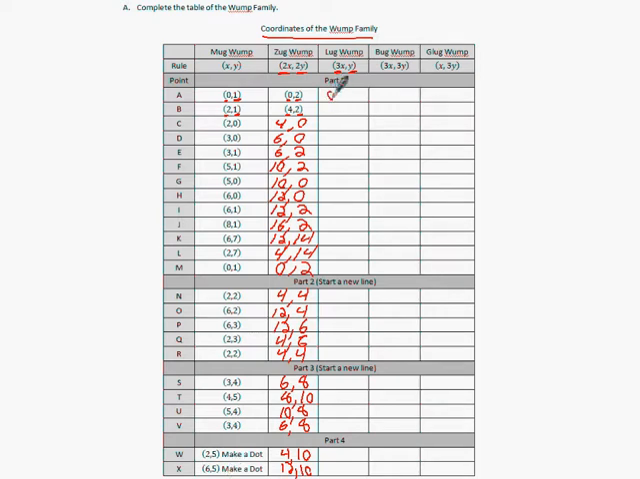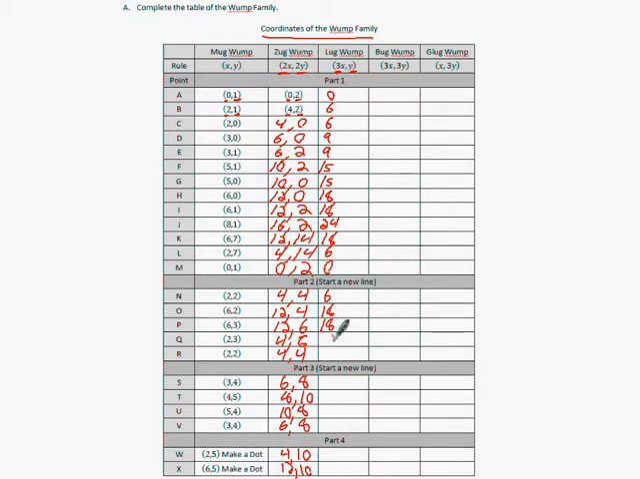So 3 times 0 is 0. 3 times 2 is 6. 3 times 2 is 6. 3 times 3 is 9. 3 times 3 is 9. 3 times 5 is 15. 3 times 5 is 15. 3 times 6 is 18. 3 times 6 is 18. 3 times 8 is 24. 3 times 6 is 18. 3 times 2 is 6. 3 times 0 is 0. 3 times 2 is 6. 3 times 6 is 18.